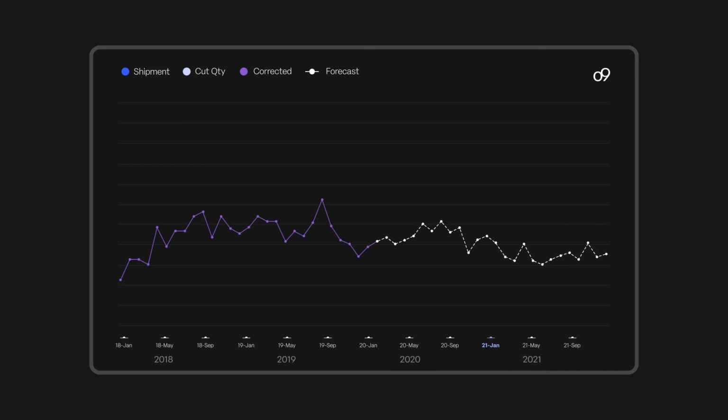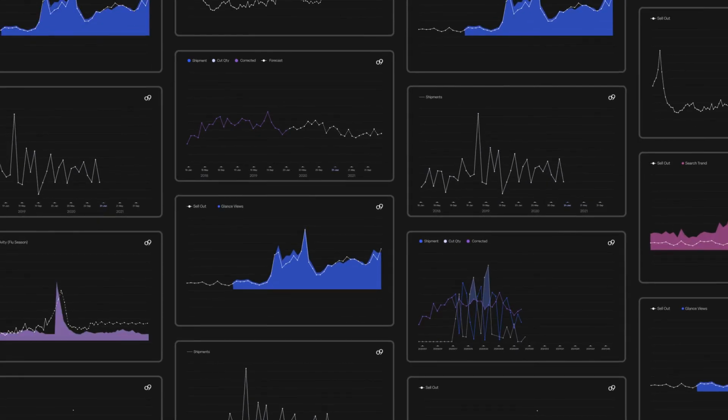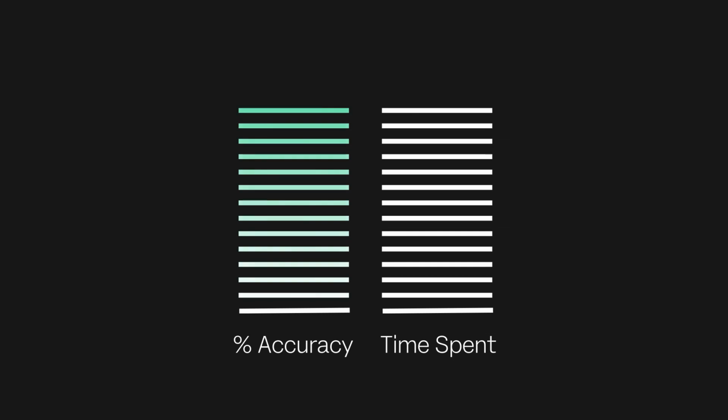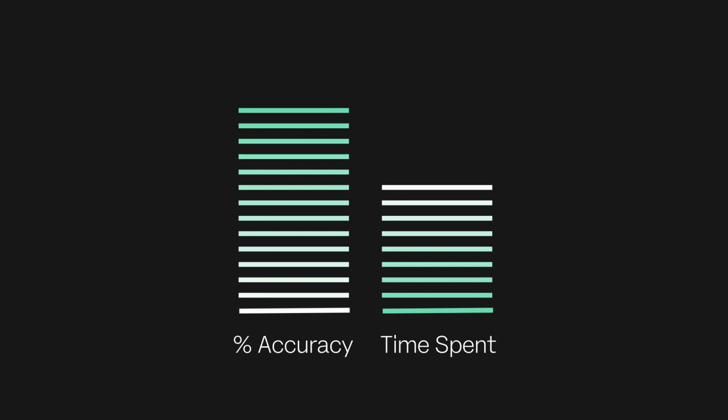As you can see from these examples, the O9 digital brain with machine learning prediction can dramatically improve forecast accuracy and provide actionable insights and significantly reduce the time that demand planners spend in the forecast consensus process.